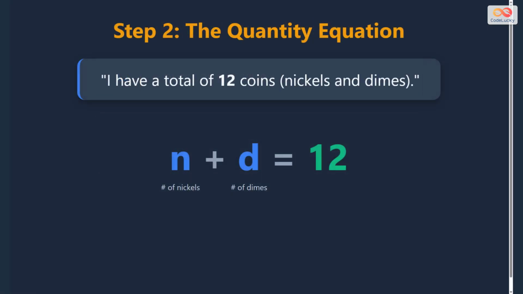Now let's build the first equation, the quantity equation. This equation deals strictly with the number of items. If a problem states, I have 12 coins total, and those coins are nickels and dimes, your equation is simply N plus D equals 12. You are just adding the number of coins together.